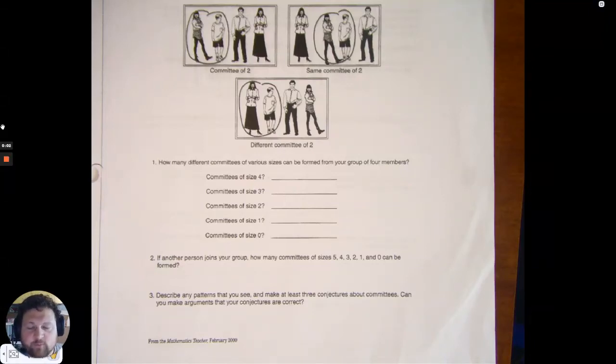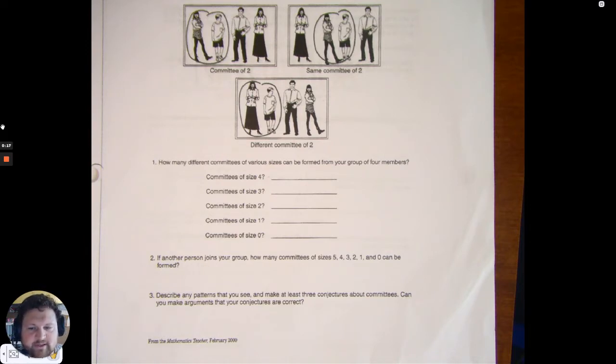Hello and welcome. We are looking at sheet number 2, which is labeled committees. So we looked at the pictures yesterday, where we looked at how many different ways we could order the people in the picture. Well, today we're talking about committees.